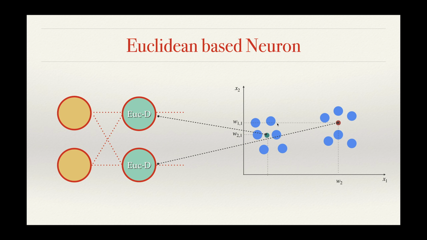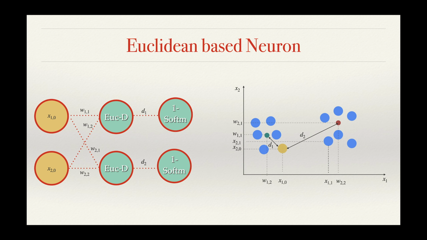For example, you take all the x1 values and take the average along x and the average along y, and you end up with this center here. And this is the second center. Now if I have a new point, we estimate the Euclidean distance from the first reference point, which is a green point represented by this neuron, and the second reference point, a red point.